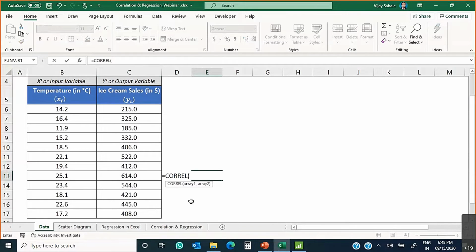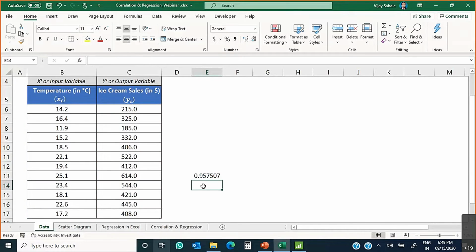If you put that there, it will ask what is array 1. Array 1 means the variable 1 data. So we can select this variable 1 data. Please remember that we don't need to select the name. Whatever data you select will be only the numbers. We have selected this data. Now just put a comma, and then it will ask for array 2. We need to select array 2, complete the bracket and press enter. Okay. So we will get this correlation.